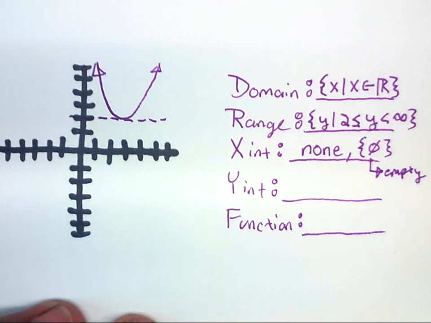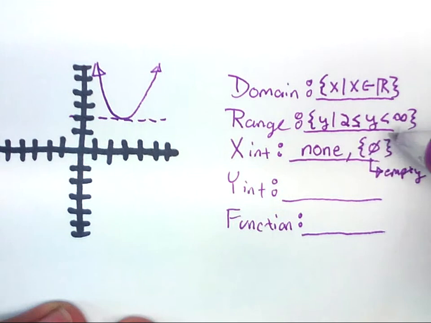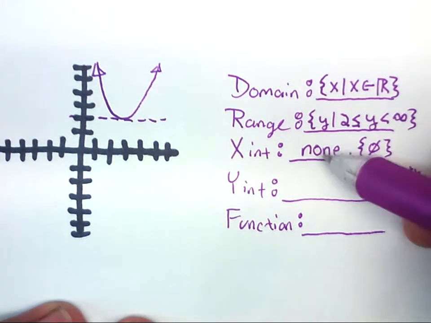More commonly, you're probably just going to write none. Don't write 0 because, remember, 0 is an x-intercept. So I would just say none. You might see this null set thing, which just means empty. Probably just going to write none.